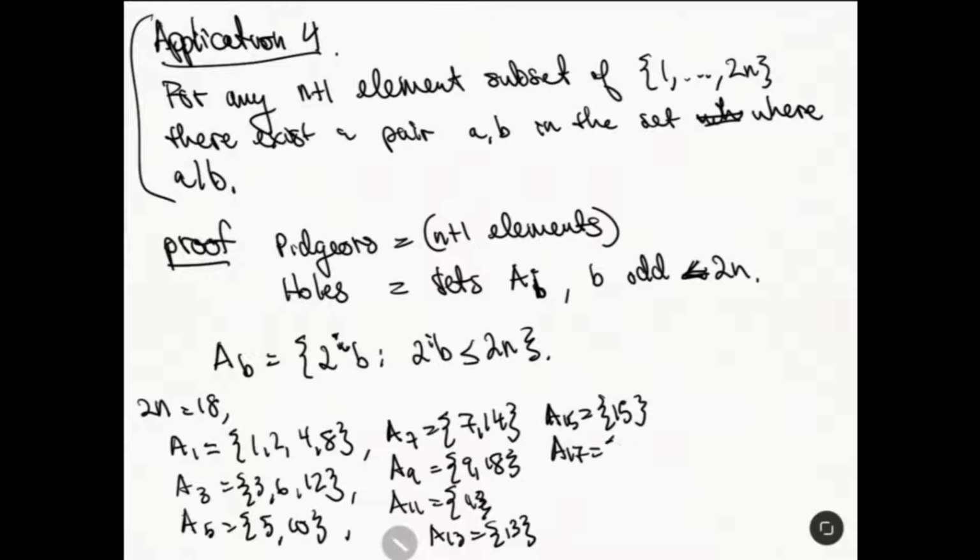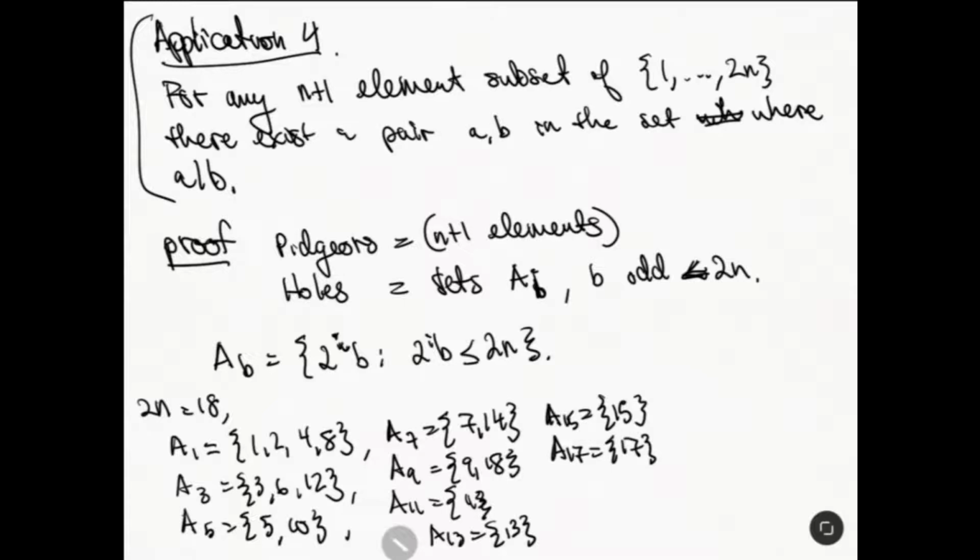A17 would be just the set 17. So these would be all the sets here. So 2n would be 18, so n would be 9, and so we would have these 9 subsets. Since we have 9, we have more than these. So we have 10 elements, n+1. There would be one that would have to occur in 2 of these.